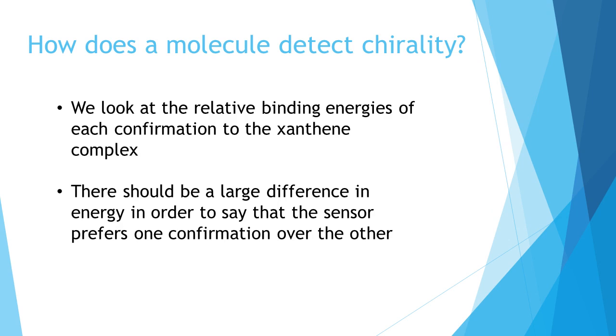So how does a molecule even detect chirality? We know that R and S enantiomers of a molecule should have the same energy because they're mirror images of each other. When they bind to a complex, the energy difference will change, and so we can tell which enantiomer is binding to the complex by finding the relative energies of each molecule. There should be a large difference in the energies to say that the sensor is sensitive enough to where we would be confident to say that it prefers one enantiomer over the other.